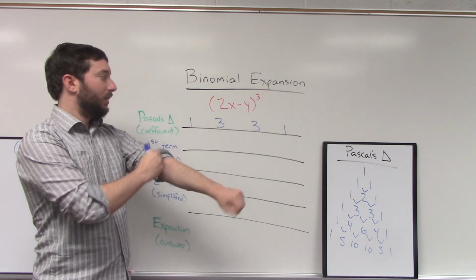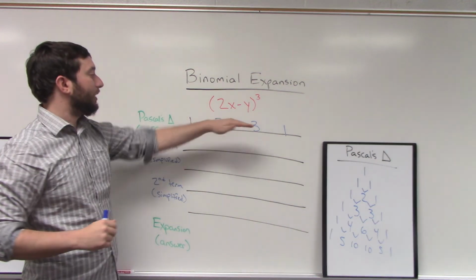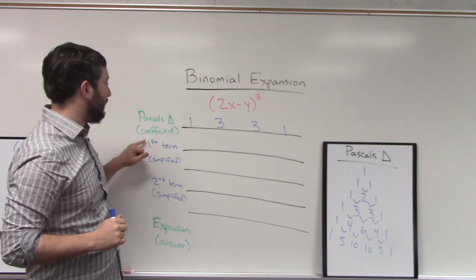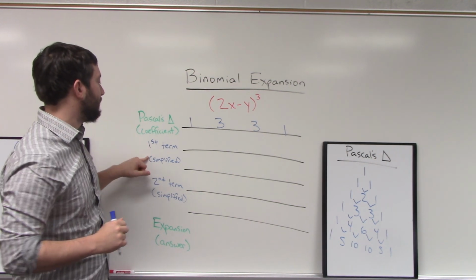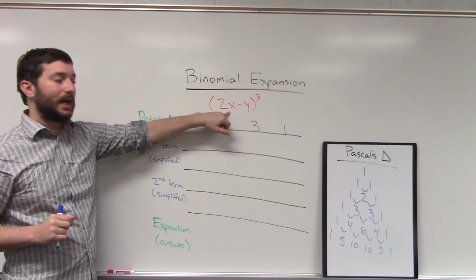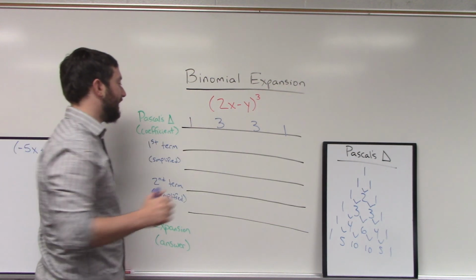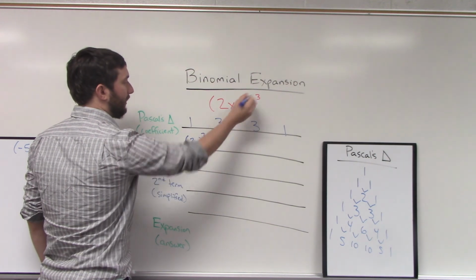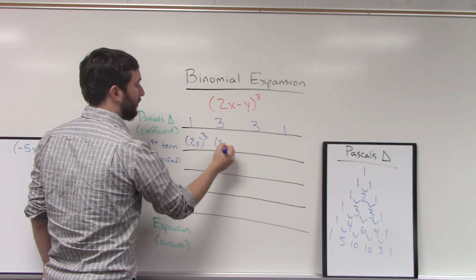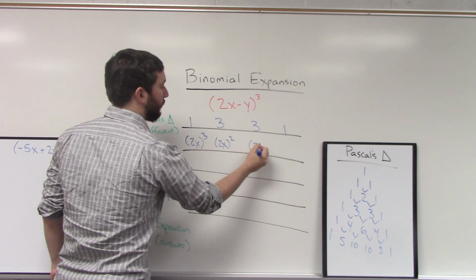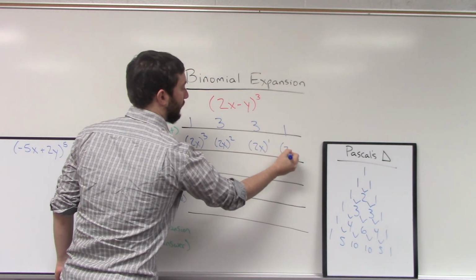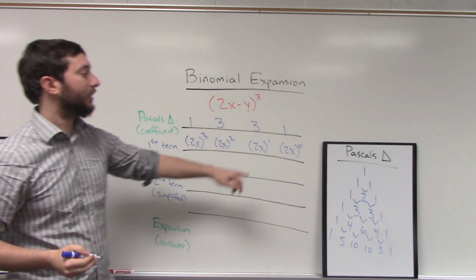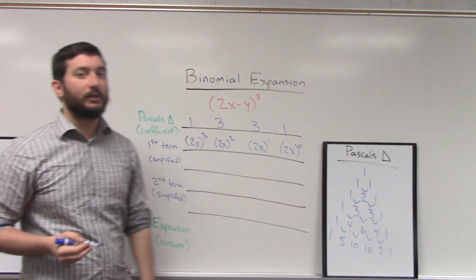Okay? That's going to be called Pascal's triangle row, or what's also called the coefficient row. Then in our next row down, we're going to look at our first term, which is, in this case, 2x. And we're going to do a bit of a countdown. So we're going to take 2x to the power of 3, 2x squared, 2x to the first, and 2x to the 0. So that's why we have 4 columns. We always want to end our countdown at the power of 0.